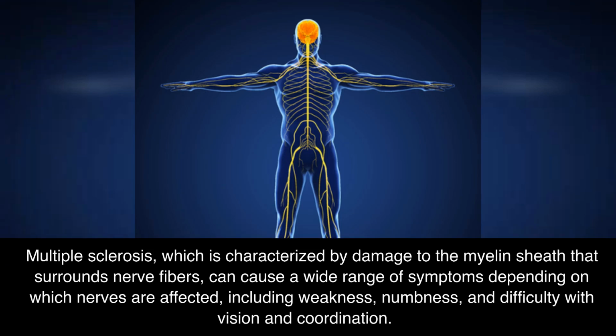Multiple sclerosis, which is characterized by damage to the myelin sheath that surrounds nerve fibers, can cause a wide range of symptoms depending on which nerves are affected, including weakness, numbness, and difficulty with vision and coordination.